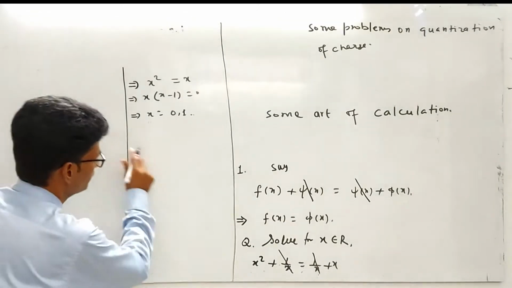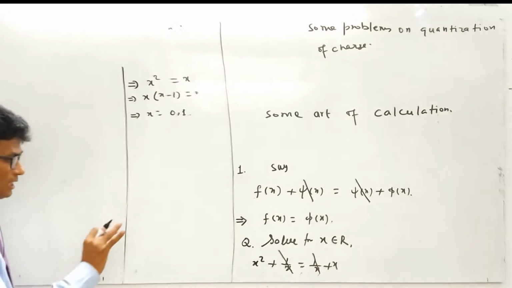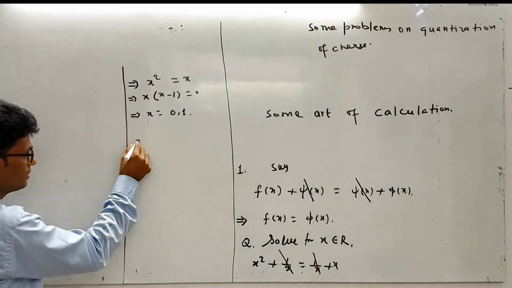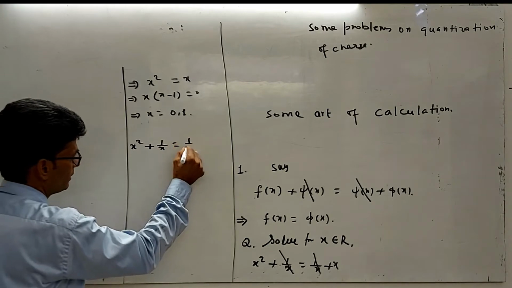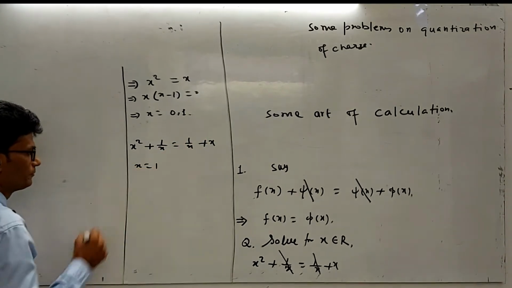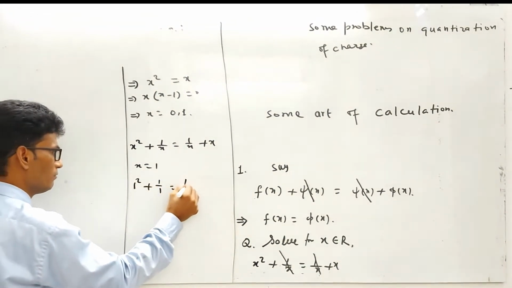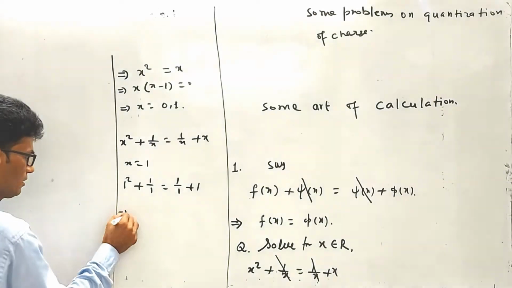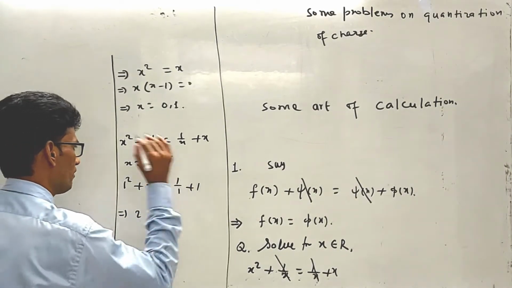So we have to put in the original equation. What is the original equation? x square plus 1 by x is equal to 1 by x plus x. Firstly, we put x equal to 1. So 1 square plus 1 by 1, equals 1 by 1 plus 1. This gives us 2 is equal to 2. So we say that x equal to 1 is our answer.